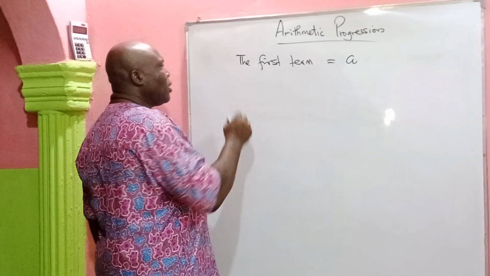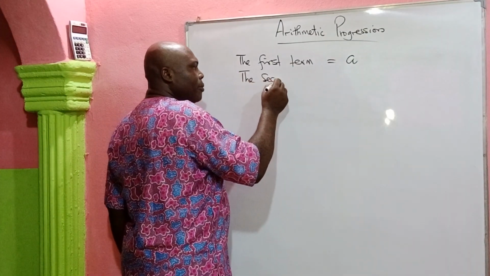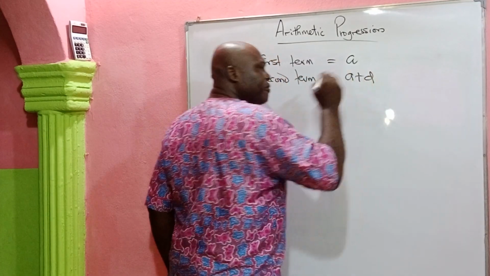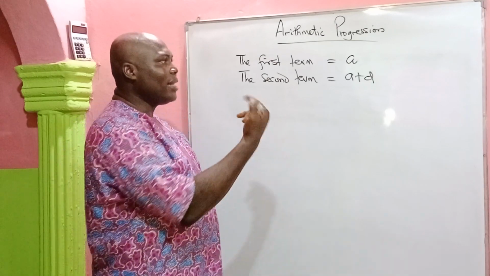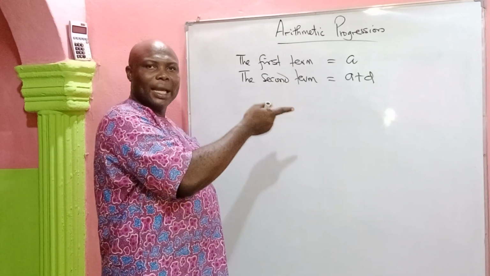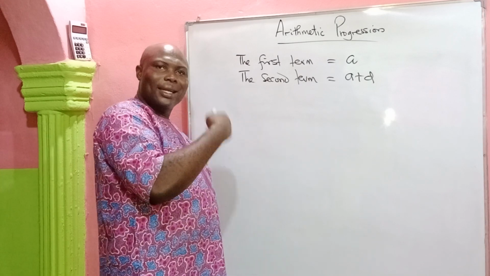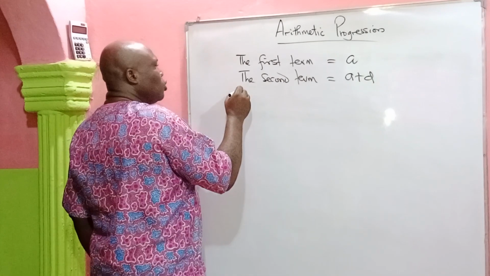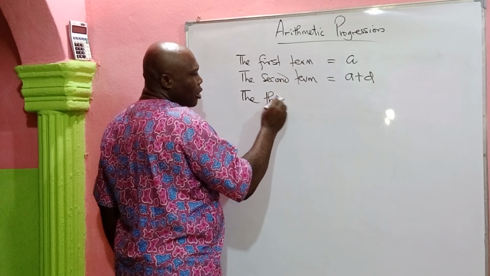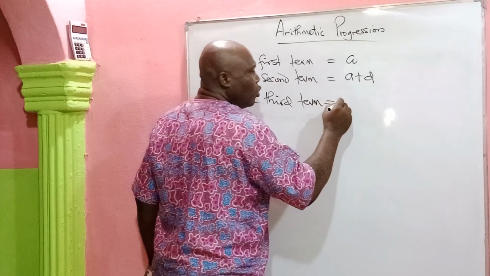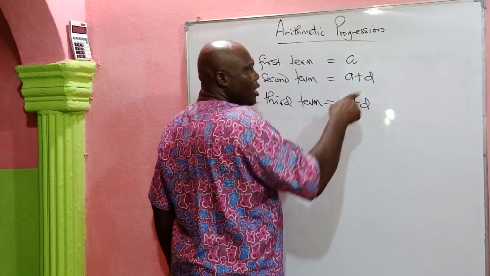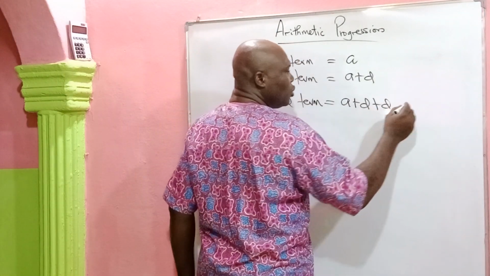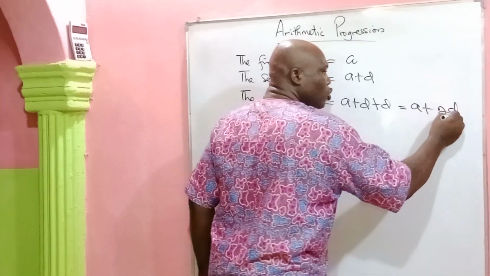For you to derive the second term, you simply take the first term and add the common difference. Just like we had the series 2, 5, 8. If you take the first term 2 and add the common difference, which is 3, you will get the second term, which is 5. So you add the common difference to get the next progressive term. If we need the third term of the AP series, it will be A plus D, which was the second term, and then we add another D to make the third term. So this is going to be A plus 2D.